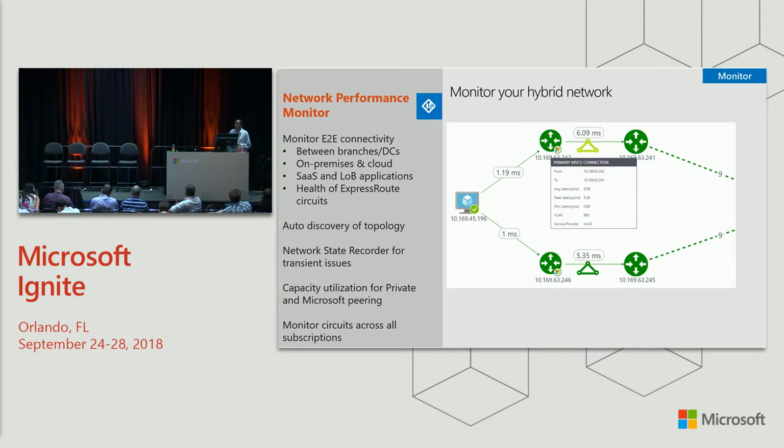We can detect the capacity utilization, that is the ER bandwidth used by any particular VNet in the case of private peering. We can monitor both private peering as well as Microsoft peering. A recent enhancement that we launched at Ignite is the ability to use one instance of NPM to monitor ExpressRoute circuits across all of your subscriptions.